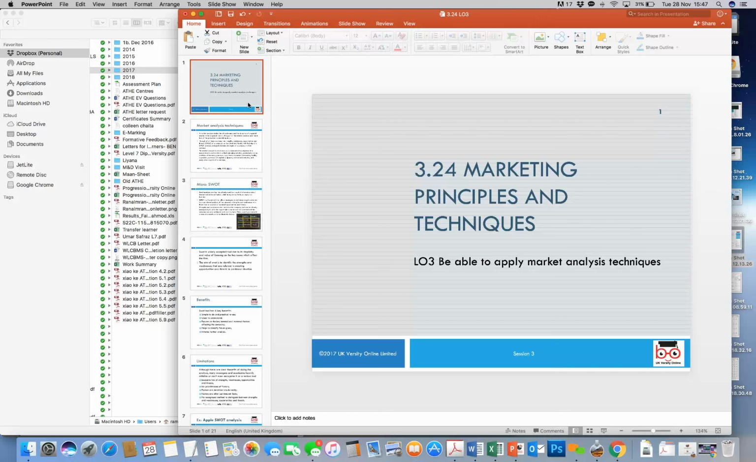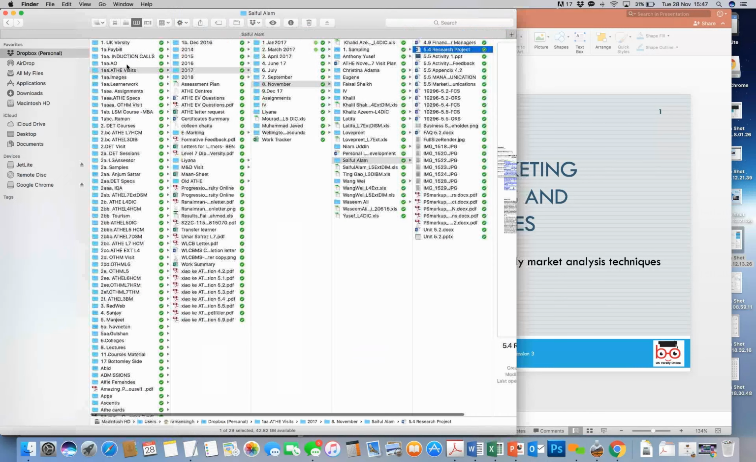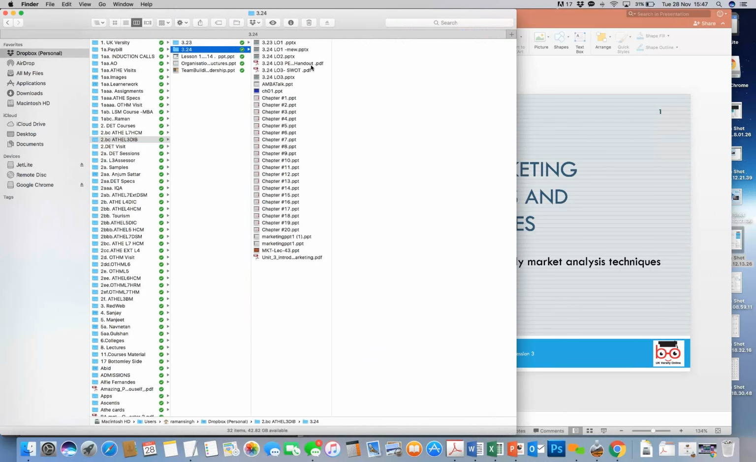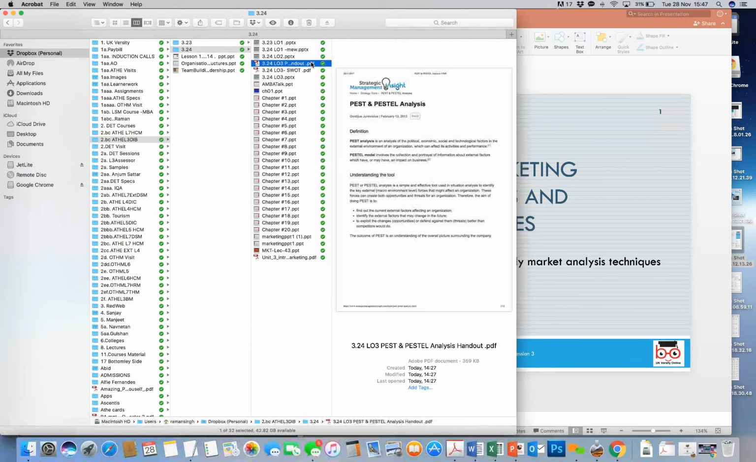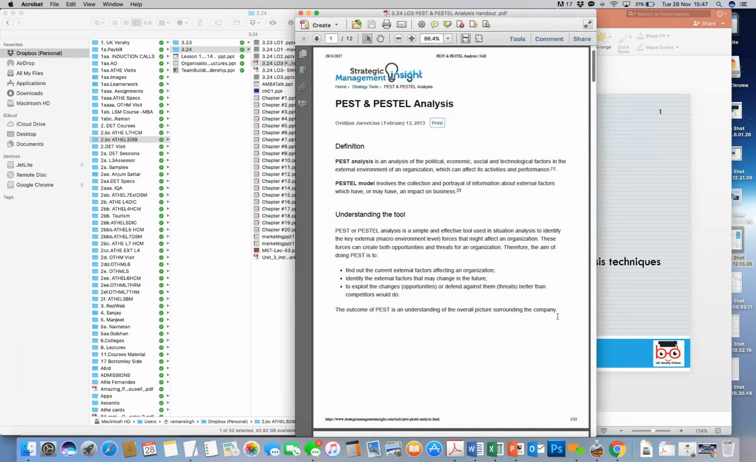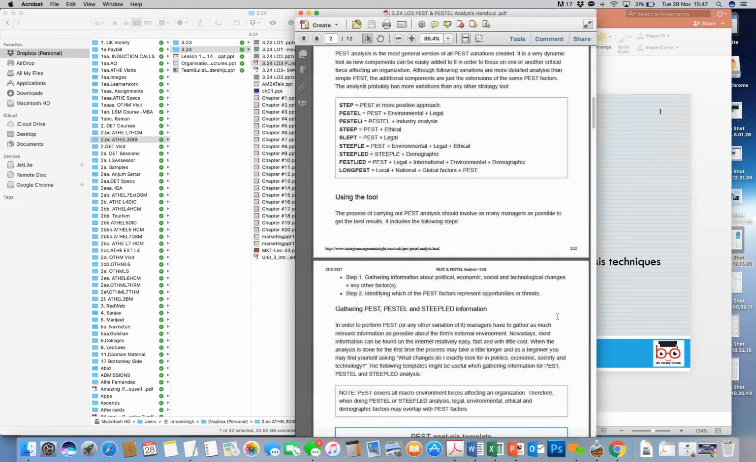And some of these tools at level 3 that we want to understand and develop a deeper understanding of will be various forms of PEST or PESTEL analysis, and to a certain extent the entry level tool which is called SWOT analysis. Now what I'm going to do is send you 2 handouts which I've taken from a website called Strategic Management Insight, and this will explain the tool in greater detail.